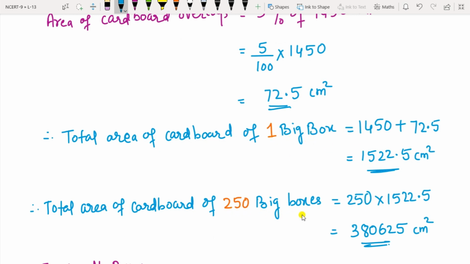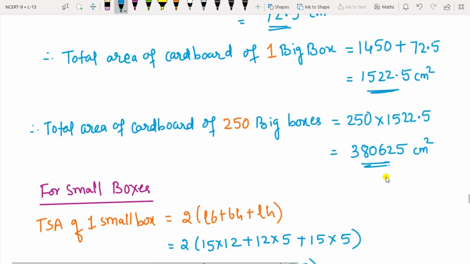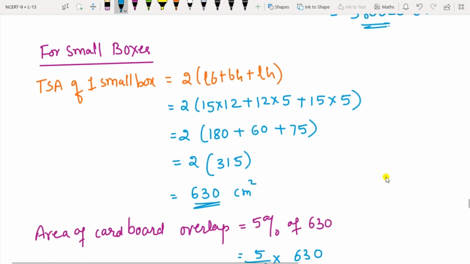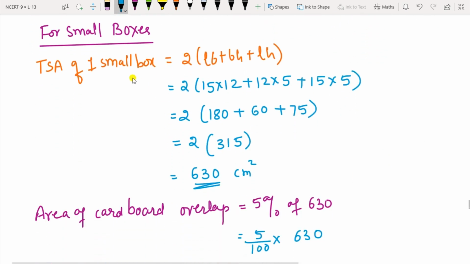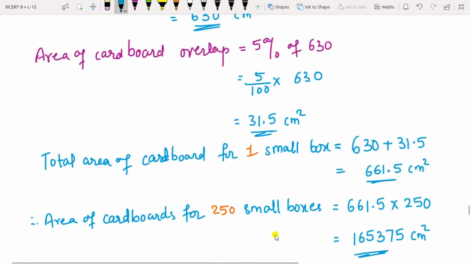But there are such 250 big boxes, so multiply 250 with this number, you will get 380625 centimeter square. That is the total area of cardboard for 250 big boxes. Similarly you have to find for small boxes here. So total surface area of one small box, substitute the values of dimensions of the small box here, you get 630 centimeter square, and the area of cardboard to be overlapped is 5% of 630, so you get 31.5 centimeter square.